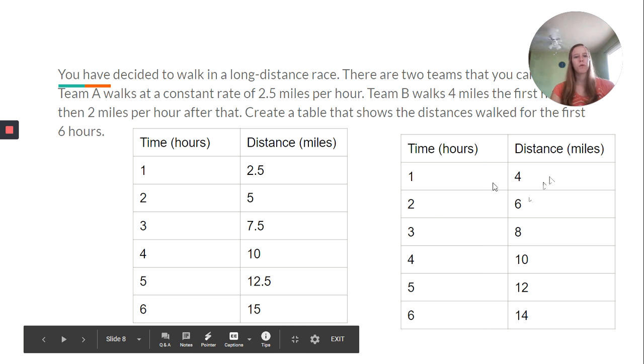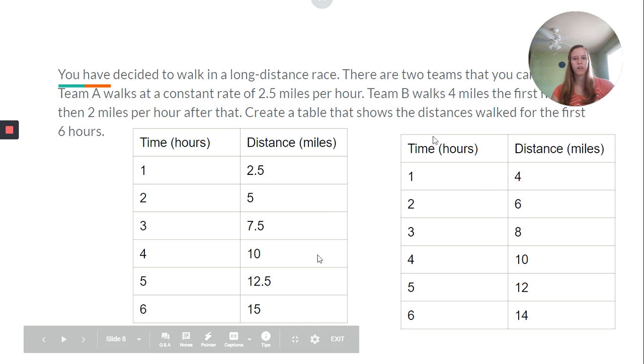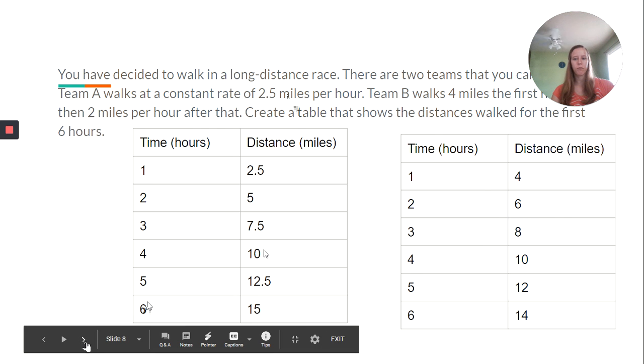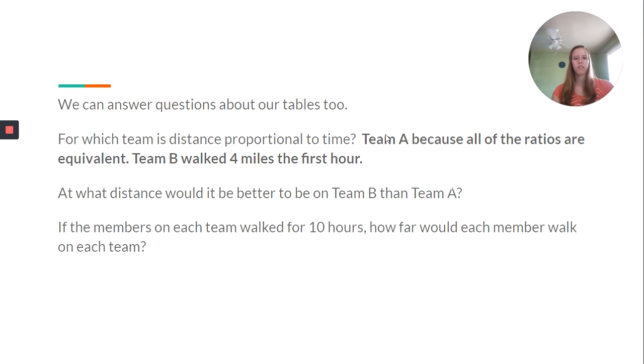We take 1 times 4, we get 4. 2 times 4, oh, that's not 8, it's 6. So we know that the first one, Team A's table, is proportional, not Team B. Let's look at our next question.